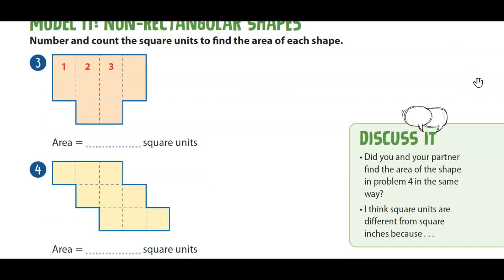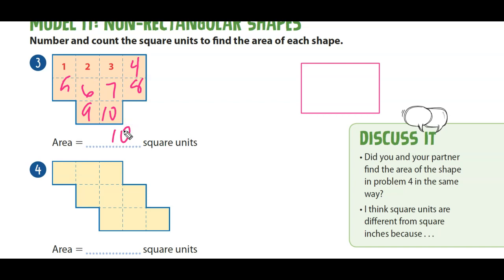Now look at this one. Is this a perfect square or rectangle where I could do length times width? No. Does it look like that perfectly? No. So what could I do to actually solve it? Count all the squares. Number and count the square units to find the area. I already have 1, 2, 3. What comes next? 4, 5, 6, 7, 8, 9, 10. So the area here is how many square units? 10.